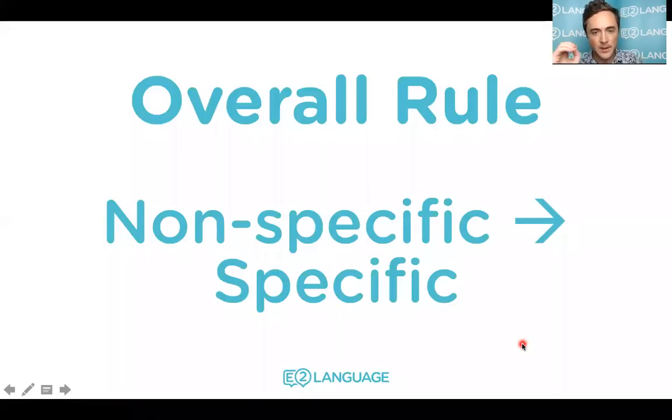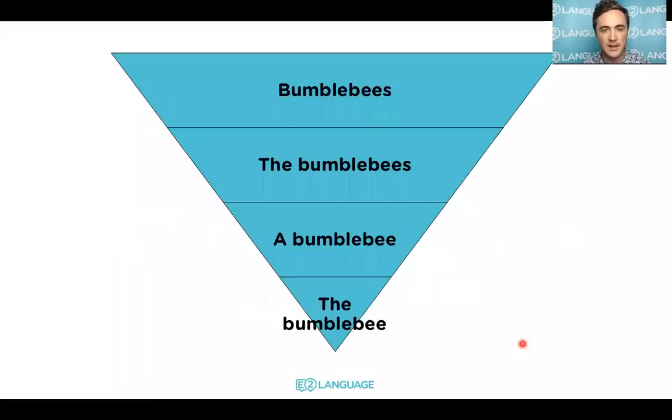This is the overall rule that you must understand. This is the critical rule, okay? If you're going to remember one thing, please remember this. We use articles to go from non-specific to specific, okay? We go from general to specific through the use of articles.